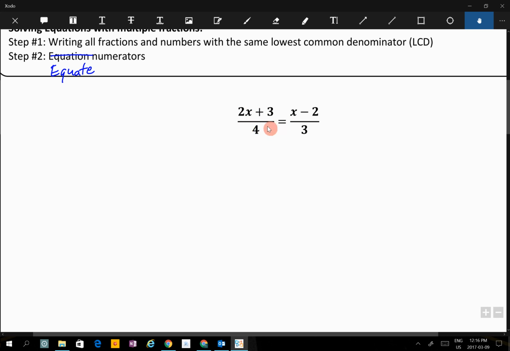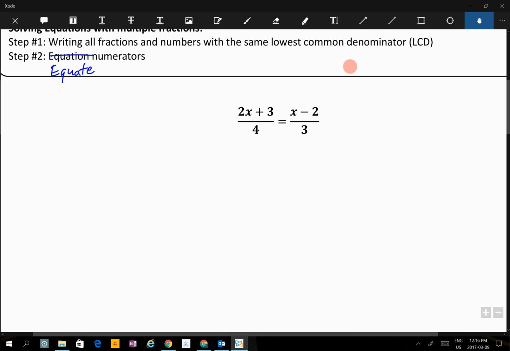So I want to somehow get rid of this complicated denominator here at the bottom so it can make our life easier. Well, it turns out that we could just write these fractions with the common denominator. How would I do that? Well, 4 and 3 make 12.